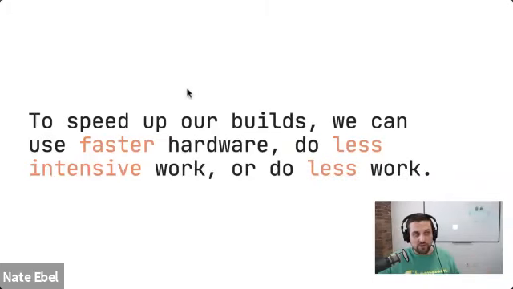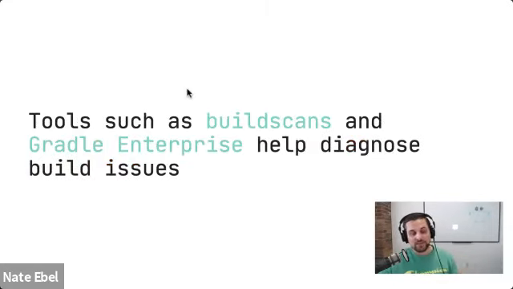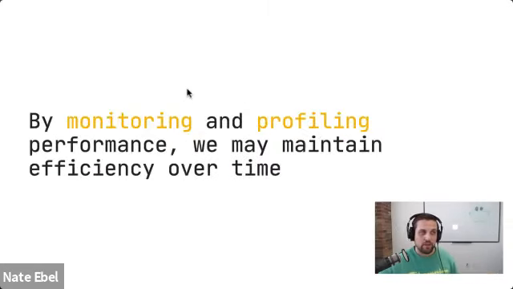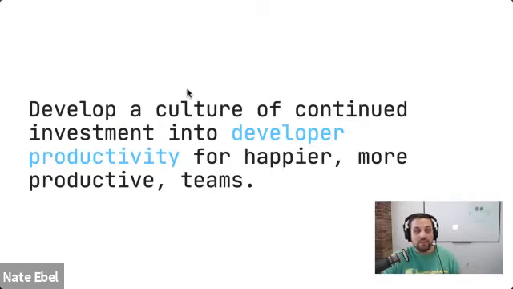To speed up our builds, we can use faster hardware, do less intensive work, or just do less work. Tools such as Build Scans and Gradle Enterprise can help us diagnose build issues. And we can then optimize our builds through things like caching, modularization, and other build acceleration strategies. By monitoring and profiling performance, we can maintain that efficiency over time. And then lastly, we really want to develop a culture of continued investment into developer productivity for happier, more productive teams.